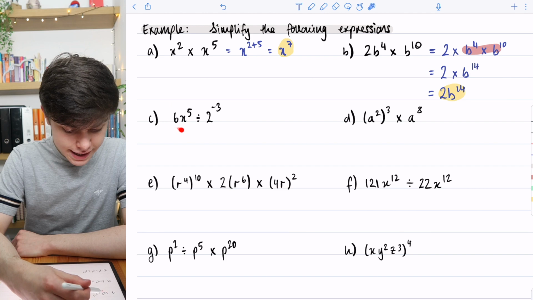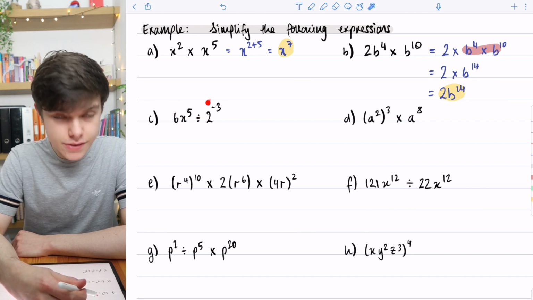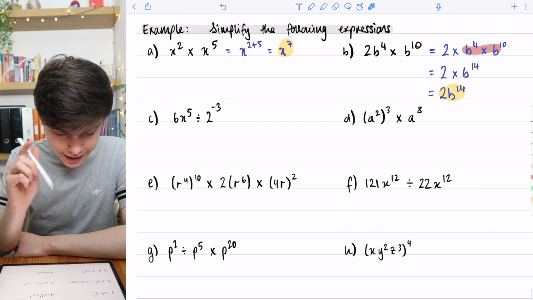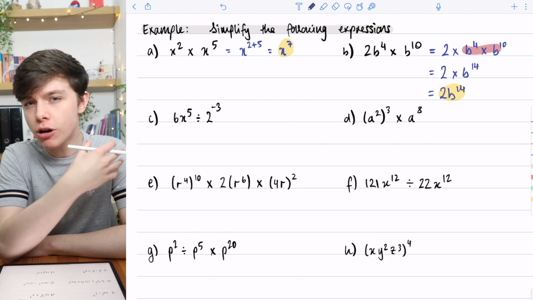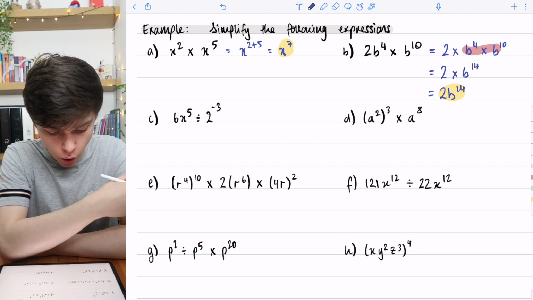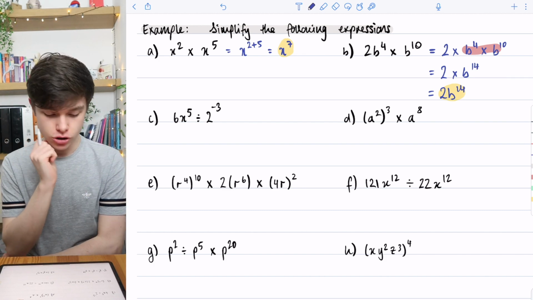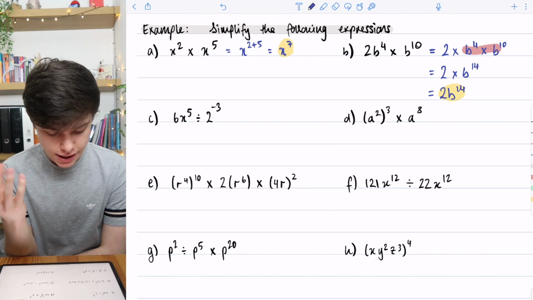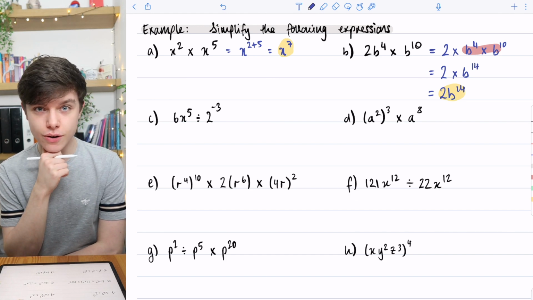C, we've got 6x to the 5 divided by 2 to the minus 3. Now, we actually haven't had a look at negative powers, so don't worry if you weren't too sure on this. You probably have seen negative powers before. We're going to get onto those in a minute and look at fractional powers as well. But let's say we have seen negative powers, because you probably have seen them at GCSE. Let's have a think how we could have tackled this question.